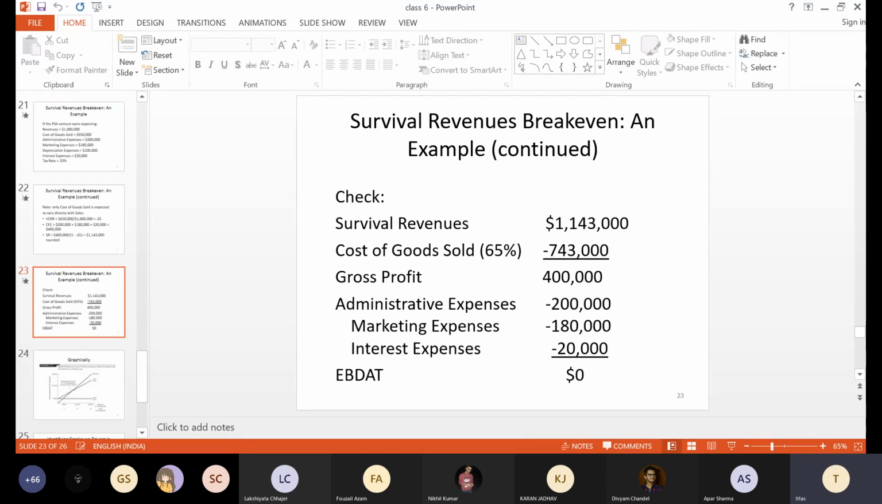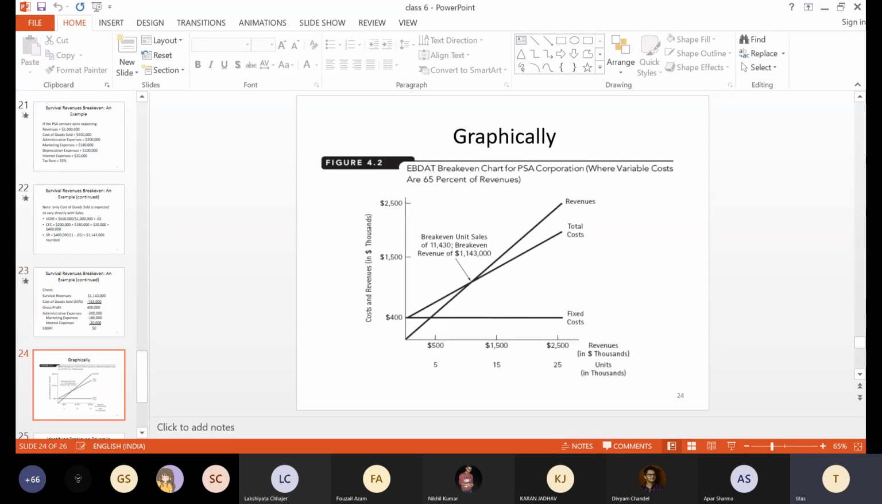And if you put it this way, survival revenue minus 65% of that is your gross profit. It is exactly the summation of your fixed expenses, and your EBDAT is coming zero. No profit, no loss. No cash profit, no loss. And if you put it graphically, this is the way we are going to present it. As I am repeating again, for new ventures, general break even is important, but cash flow breakeven is even more important.